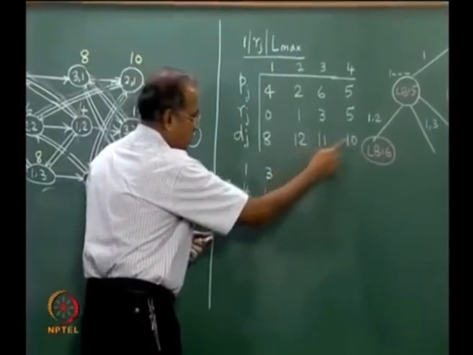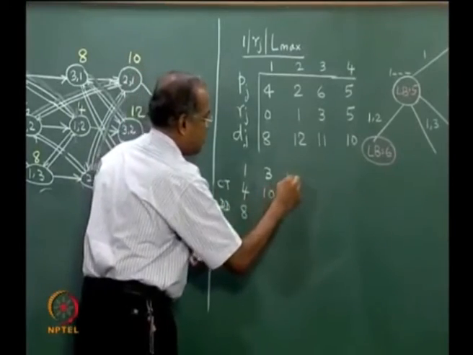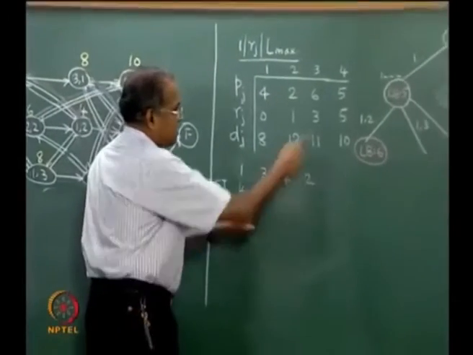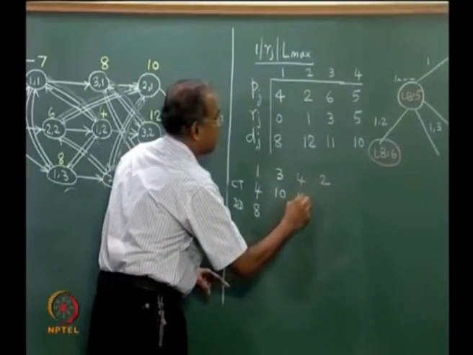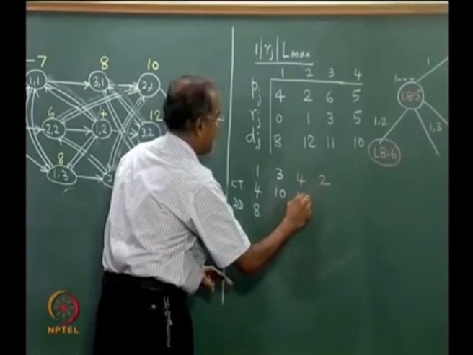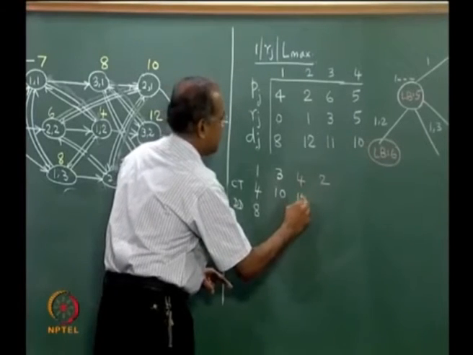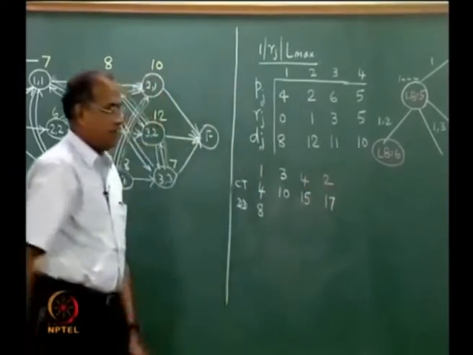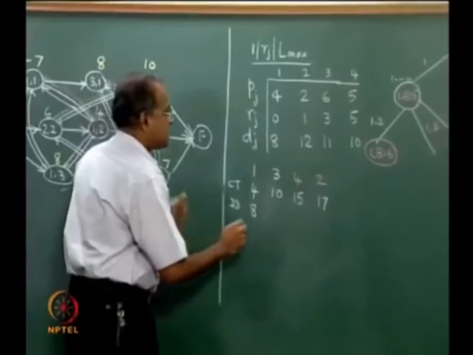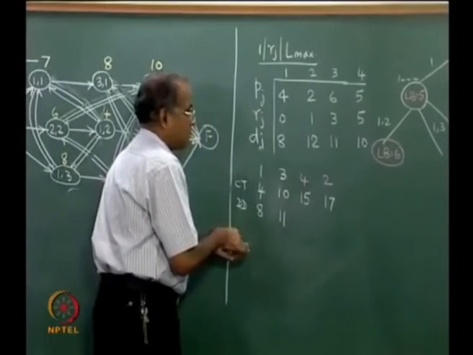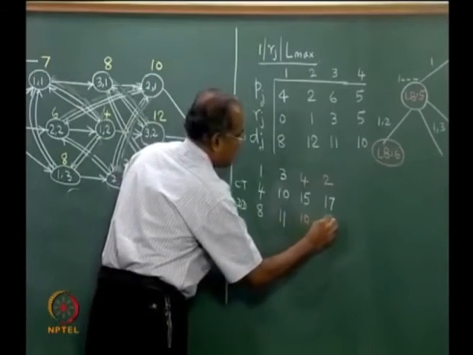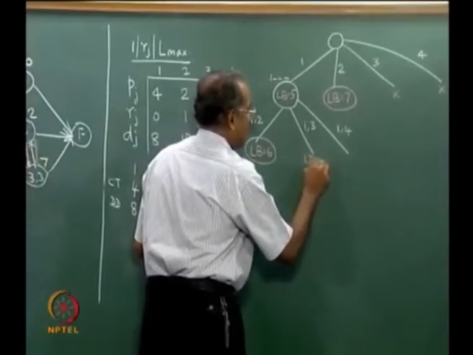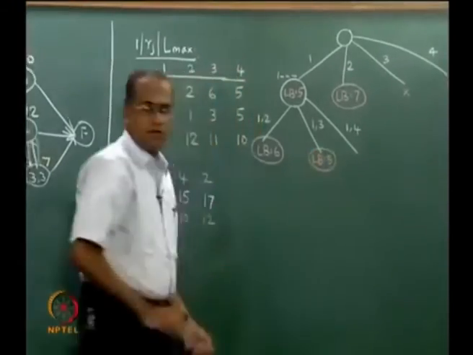Now, these are the two remaining things. So, I have 4 and 2. So, at 10 job 4 is available. So, this will become 10 plus 5, 15. At 15 job 2 is available. So, this will become 17. Now, the due dates are 8, 11, 10 and 12. So, L max remains at 5, lower bound remains at 5.